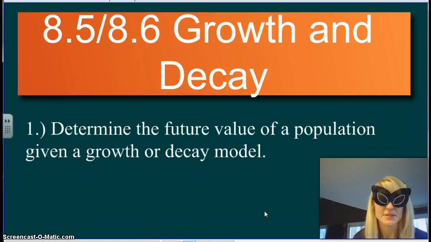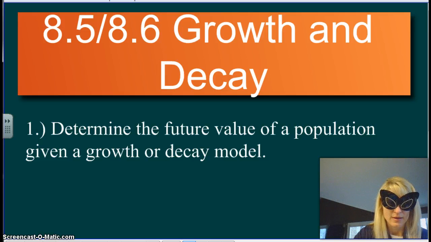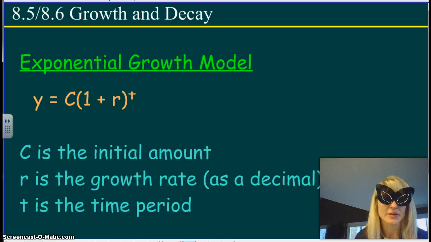Okay, so today we're going to continue with exponential functions, and we're going to look at the growth and decay models. So when we're looking at exponential growth, you can see that we are going to use this equation right here. So let's take a minute and write down, where are we at here?